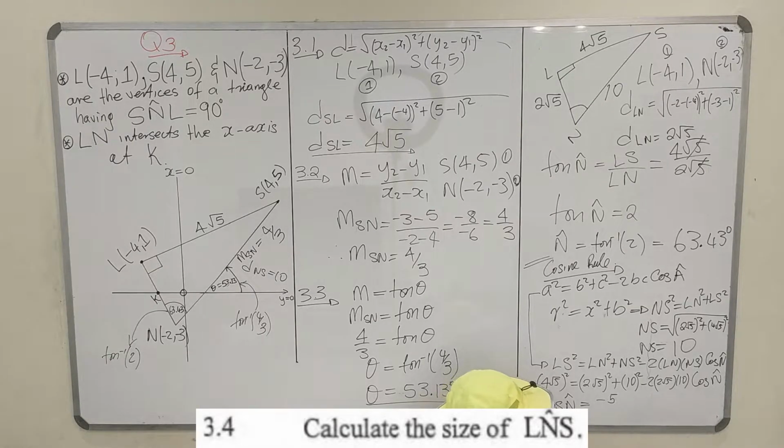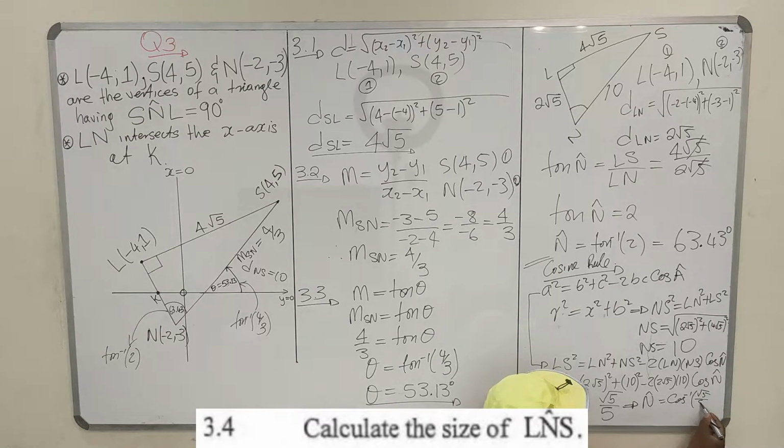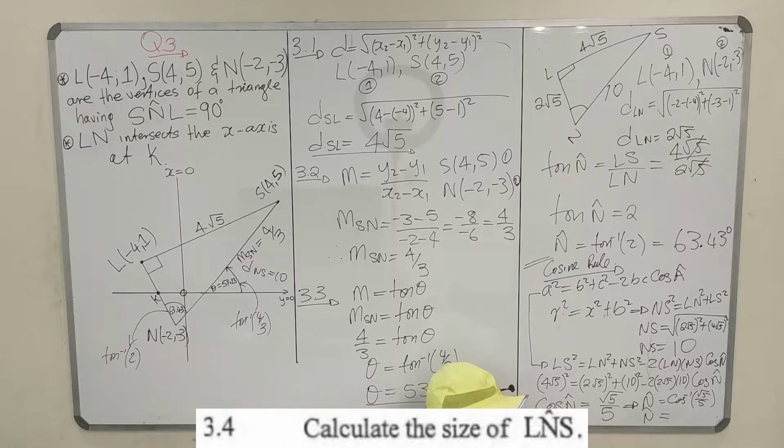4 root 5 minus 10, oh, it should be negative here. So it's 5 root 5 over 5. Then you say n is equal to cos root 5 over 5. So you get that your angle n is equal to the answer of that. Cos, you got answer. This is 63.43. Done.